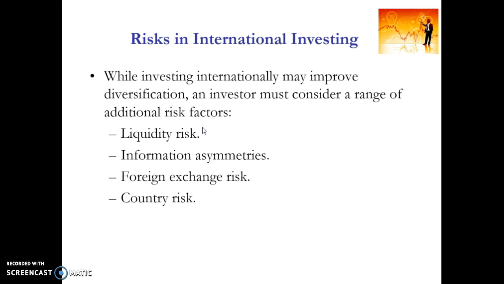Information asymmetries is due to the fact that when you go and invest internationally, you're geographically quite dispersed from the heart or the source of that particular investment. And often when you do go and invest in foreign markets, there might be less information available, or it might be more difficult to access that information about the particular stock that you're investing in. That also creates an additional level of risk for the investor because of that lack or difficulty to obtain information.